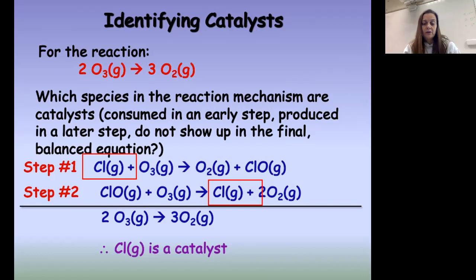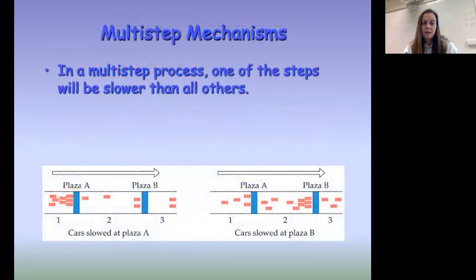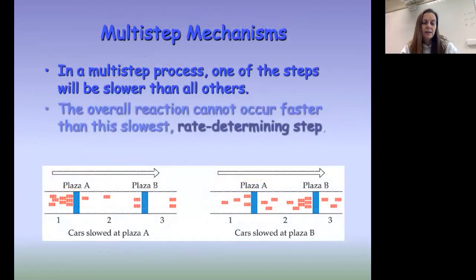Okay, so now let's talk about these multi-step mechanisms. Just a reminder, in any multi-step process, one of the steps is going to be slower than the others. So just like driving into Norfolk, we all get slowed down by the tunnel. Our reaction is going to get slowed down by that rate determining step.